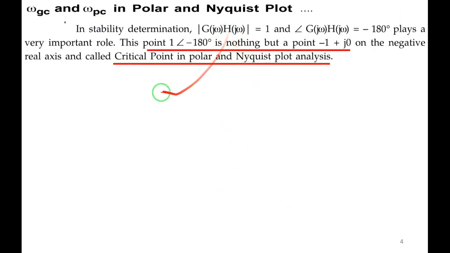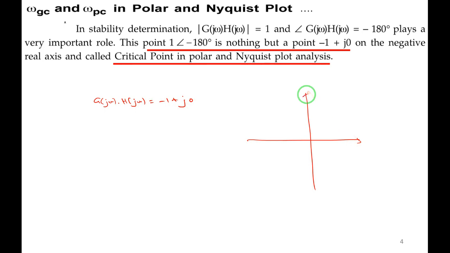Okay, you can see here, G(j omega) into H(j omega) equal to minus 1 plus j0. This is the critical point I told, right? So this is the real axis sigma, the imaginary axis j omega, and let me locate here minus 1 plus j0. Right? If I take the magnitude, what is the magnitude? It is 1, from here to here. Magnitude is 1. What is the angle?